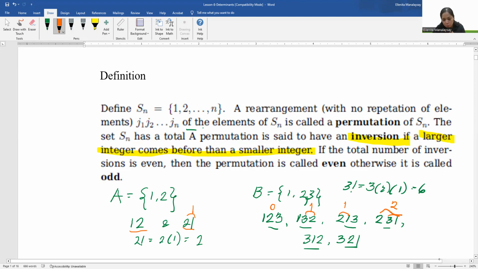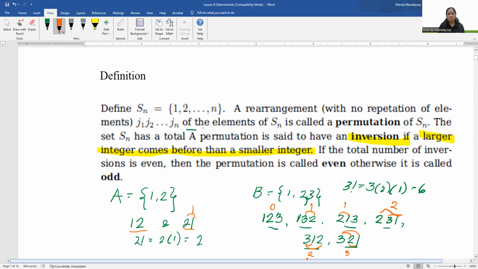How about 3, 1, 2? 3 comes before 1, 3 comes before 2. 1 is smaller than 2, so there are two inversions. For 3, 2, 1, 3 is larger than 2, 3 is larger than 1, and 2 is larger than 1. So there are three inversions here. That's how we count inversions. We check whether there is an instance where the larger number comes before the smaller number. If there is, then we say that there is an inversion.